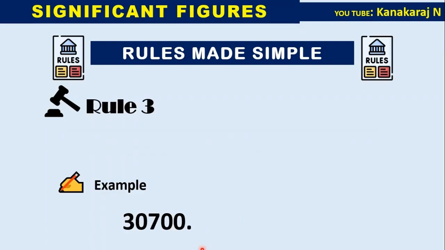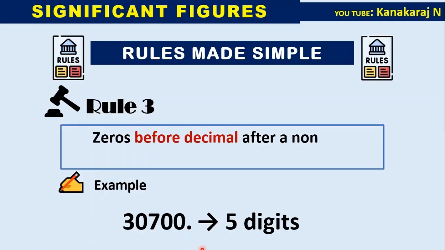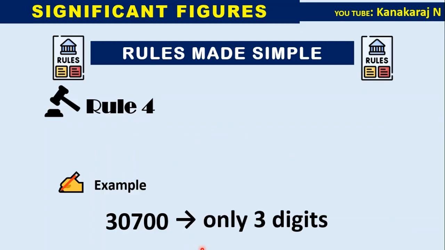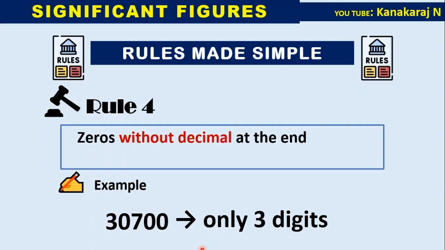Rule 3. 30700 point. This is a decimal number. When there is a decimal point, the trailing zeros are important, or significant. So it has how many digits? 5 digits. Zeros before the decimal after a non-zero number are significant. Rule 4. Now here you have a whole number without a decimal point. So the trailing zeros are not important. So it has only 3 digits. Zeros without a decimal at the end are not significant.